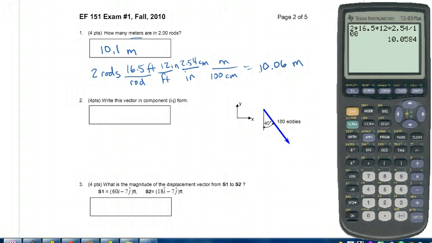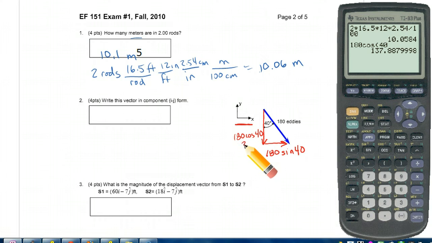Write this vector in component i, j form. Okay, so this one, we have a component, use that coordinate system. We have a component going down for the y, going over for the x. This is the opposite side, so that's going to be 180 sine 40. This is the adjacent side, so this is going to be 180 cosine 40. Get those worked out. 138.